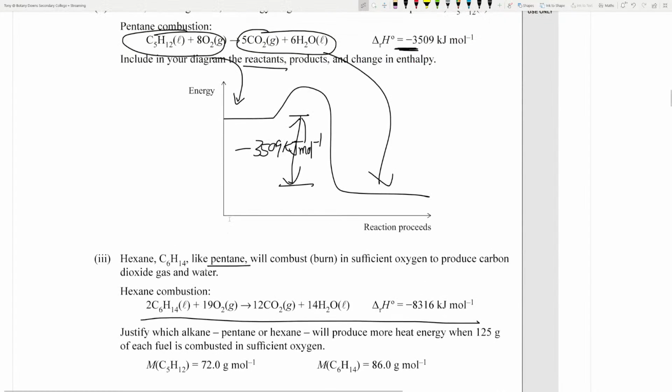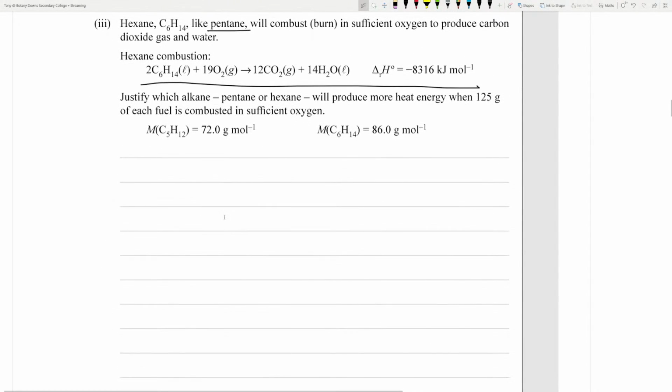Alright, so we got two equations here. So we can do one at a time. Let's do this one here. They're trying to figure out which one produces more heat energy when you burn 125 grams of each fuel. So you got this thing here, and this is what I always do.